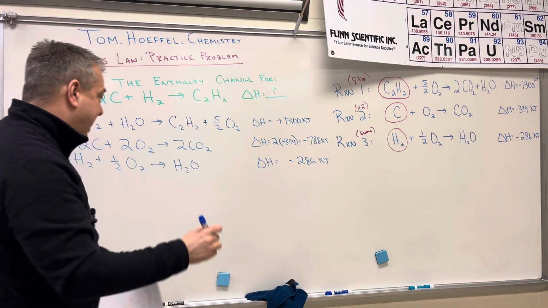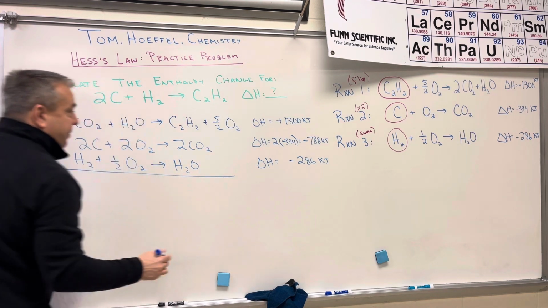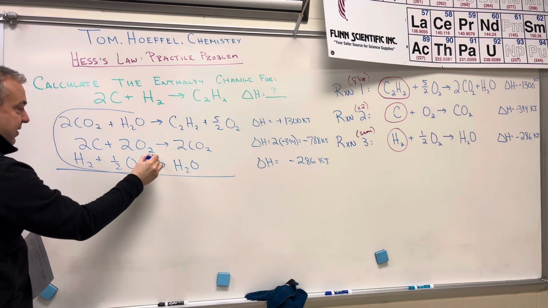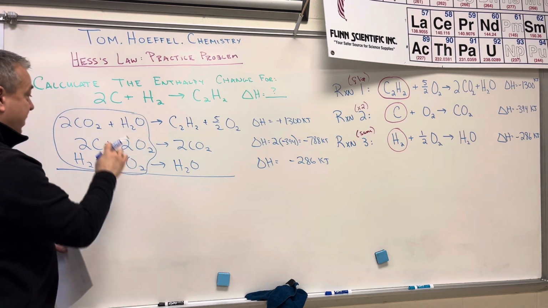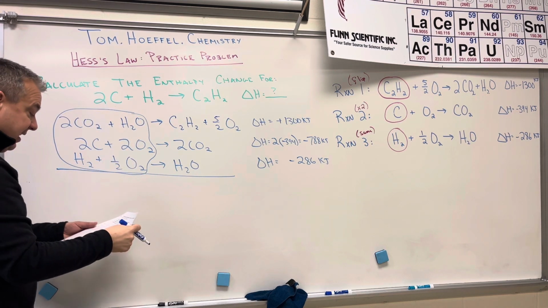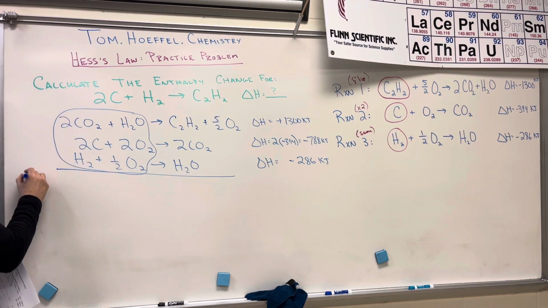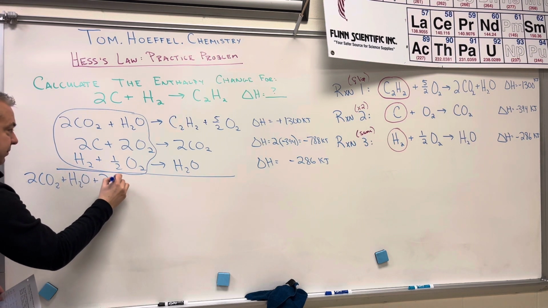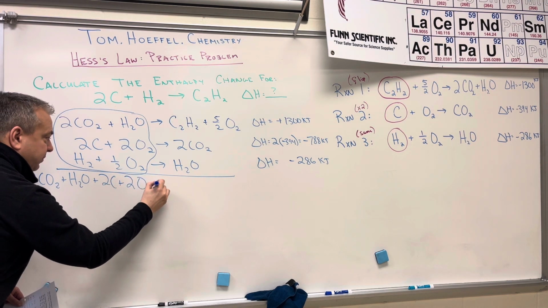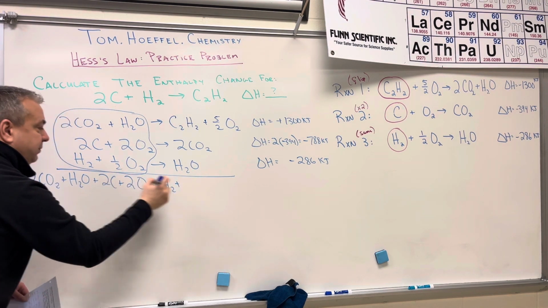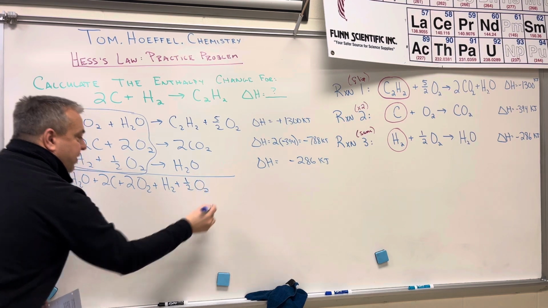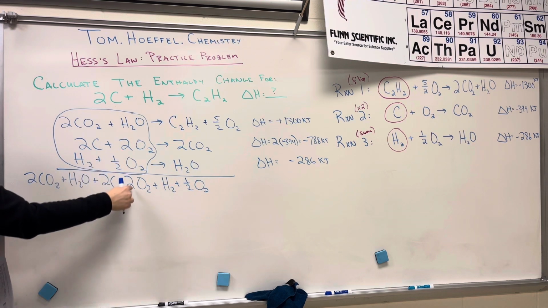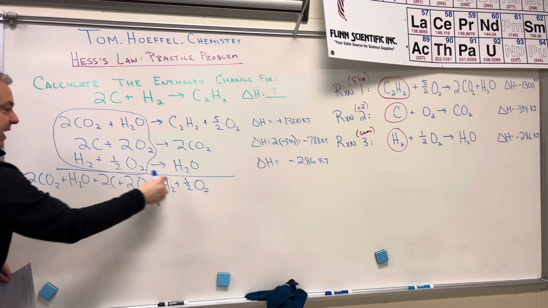Now we need to add the chemical reactions together. And when you add the chemical reactions together, you're going to put all of the reactants on the reactant side. So I got 1, 2, 3, 4, 5, 6 items here on the reactant side. Let's go ahead and do that. Let's go ahead and double check that. 2 CO2, an H2O, 2 C's, 2 O2s, an H2, and a half O2.